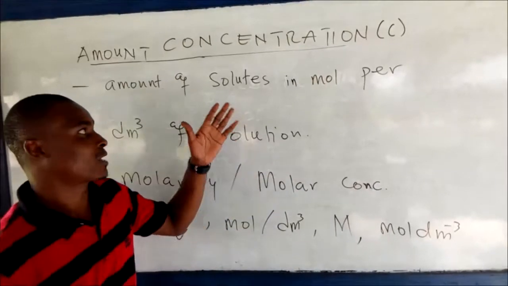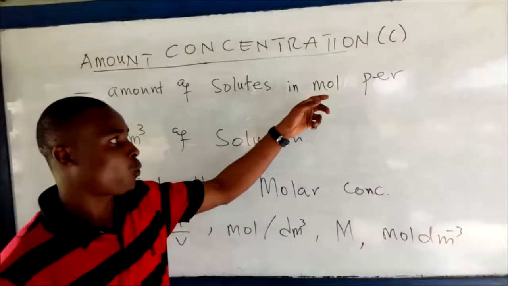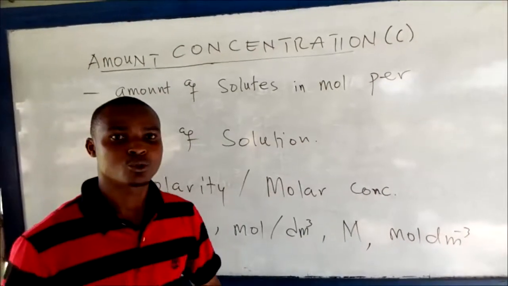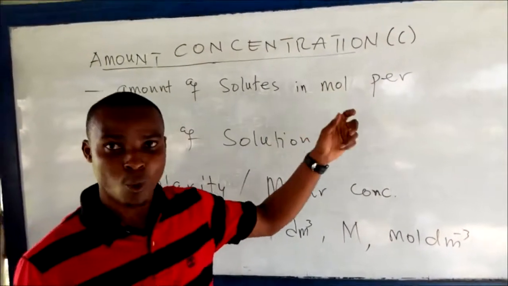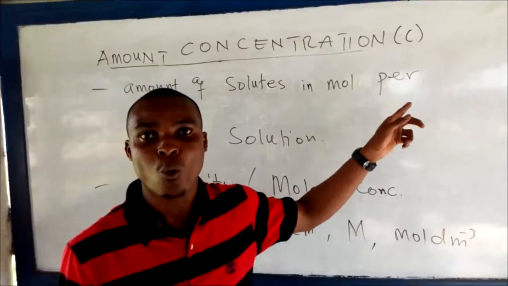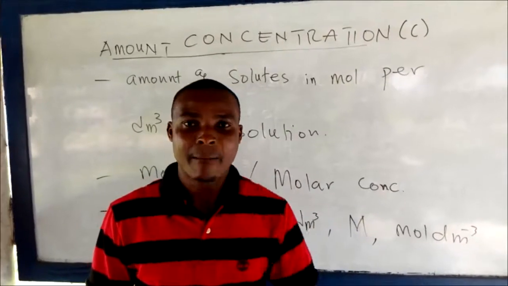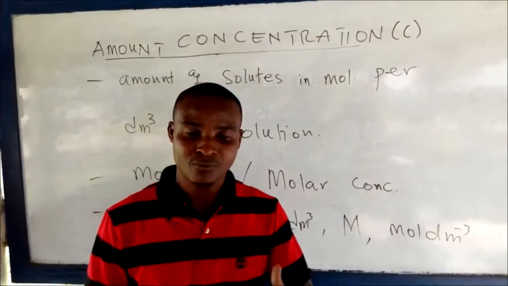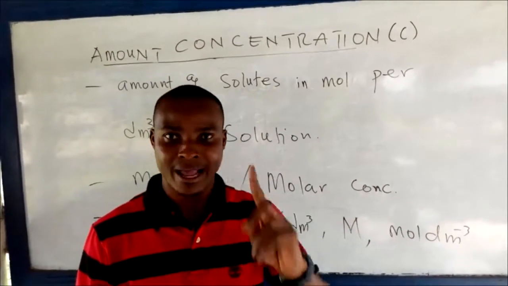Molar concentration, as you can see on the board, is the amount of solute in mole, mol, per dm cube of solution. I want you to take notice that when we are talking about the quantity, it is mole. But when you are talking about the unit for amount of substance, the unit is mol.